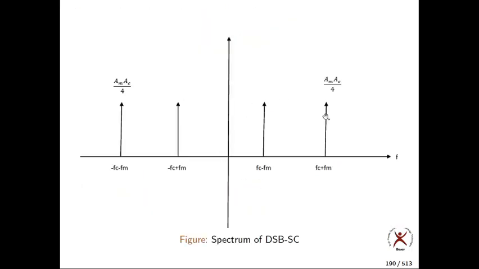So this is the spectrum of DSB-SC when m(t) is Am cos 2πfmt. We have drawn the spectrum for a similar example in the case of AM also. What was there? There was a carrier at fc there also. But in this example it is missing, because we have suppressed or removed it. So this is the spectrum of DSB-SC for single tone modulation.